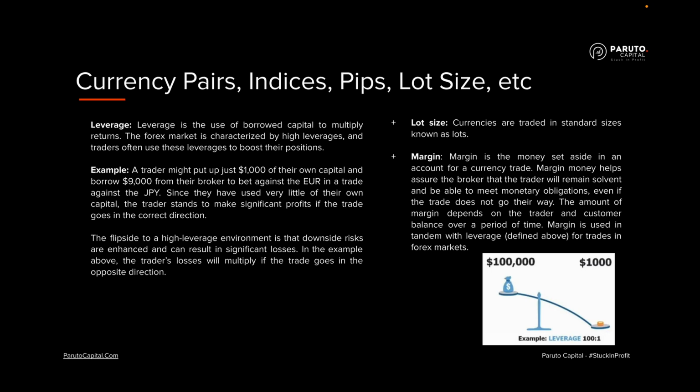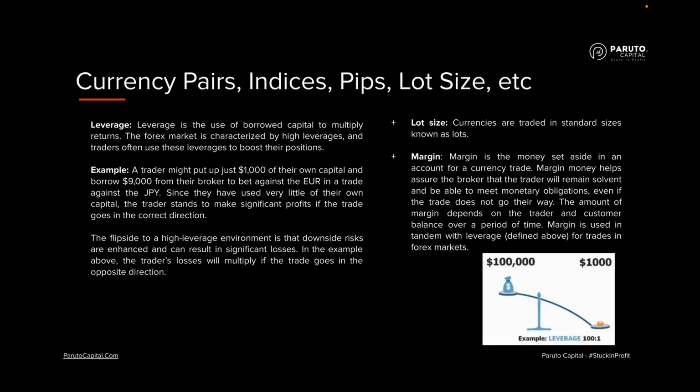Now let's talk about margin. Margin is the money set aside in an account for a currency trade. Margin money helps assure the broker that the trader will remain solvent and be able to meet monetary obligations even if the trade does not go their way. So the amount of margin depends on the trader and the customer.